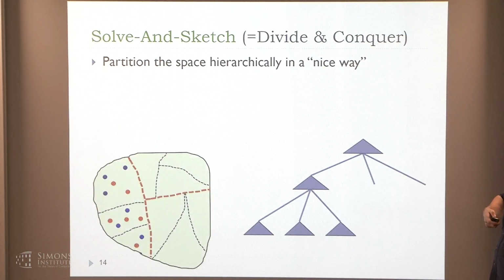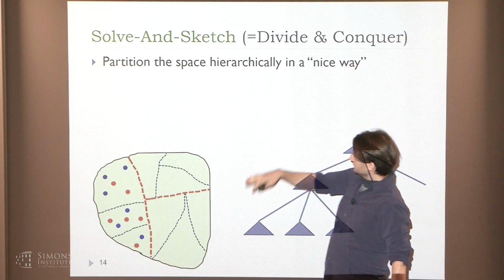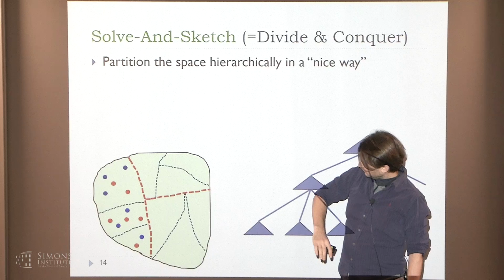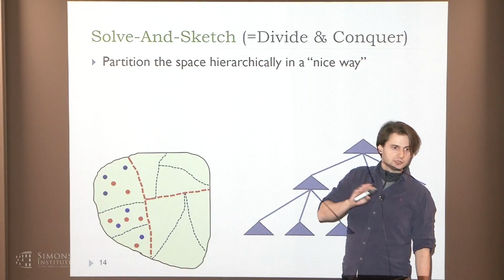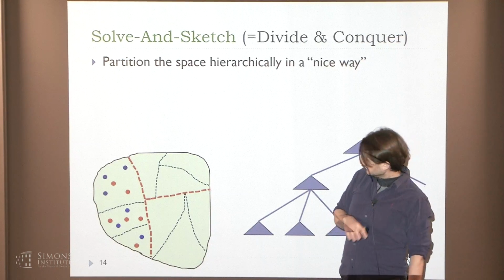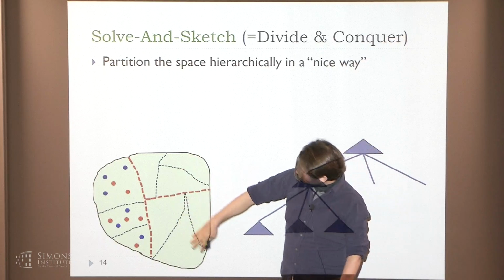What we want to do is take the space and partition it hierarchically in a nice way. Intuitively, at the moment, non-formally, think about LSH-type partitions as being good. This is one way to partition the points.